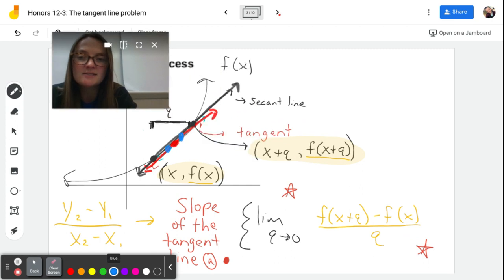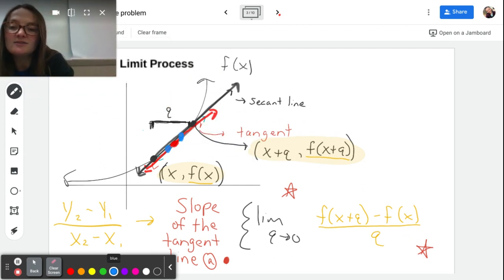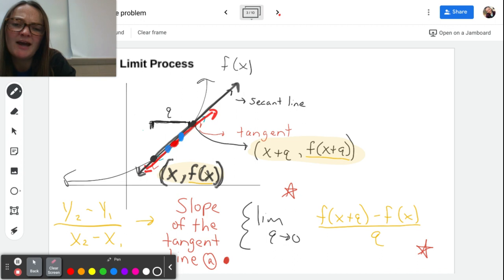So what we did in class is we defined the black point to be x, comma, f of x. After that, we went some distance, and I think some students decided we'd call it q. So we went some distance to the right. So our next ordered pair is x plus q, comma, f of x plus q.